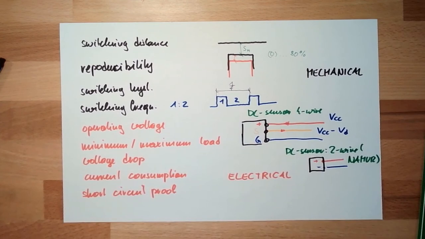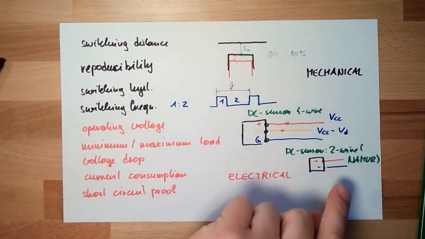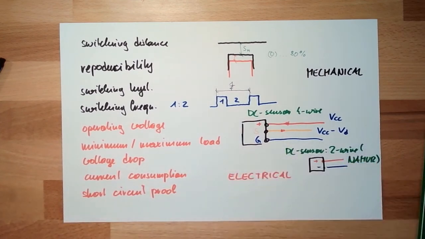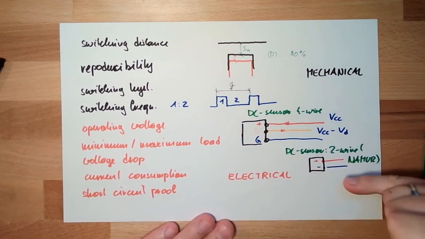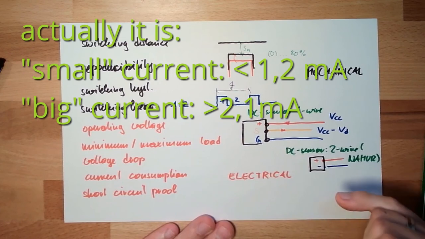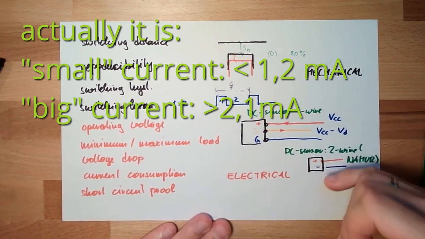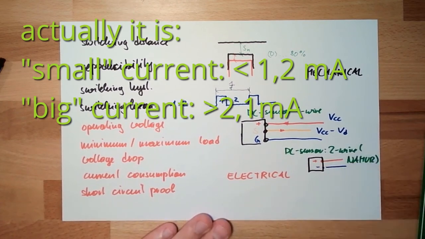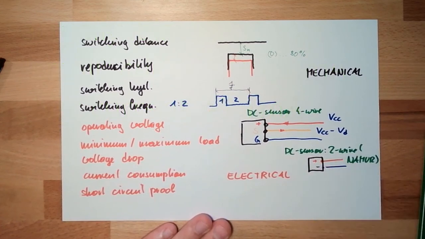NAMUR switch, Norm Arbeitsgemeinschaft für Mess- und Regeltechnik der chemischen Industrie. This is the acronym, just for your information. NAMUR is switching two current signals, a small and a big current. One is if it's activated, one is if not activated.